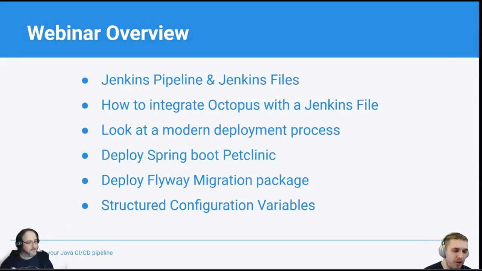We're also going to be deploying database changes, and to do that, we're going to be using what's called a Flyway migrations package. Flyway is an open source tool that we can use to source control your database scripts for your application versions. So we're going to be playing that out with Octopus today.